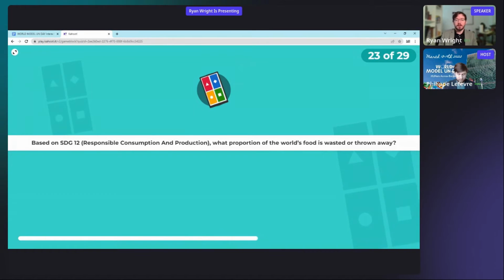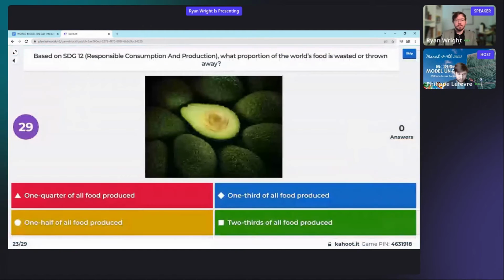Based on SDG 12, what proportion of the world's food is wasted or thrown away? 1/4, 1/3, 1/2, or 2/3? A friend of mine works, I think their mother works, in the supermarket industry, quite a high level, and does this stuff. So it's depressing.